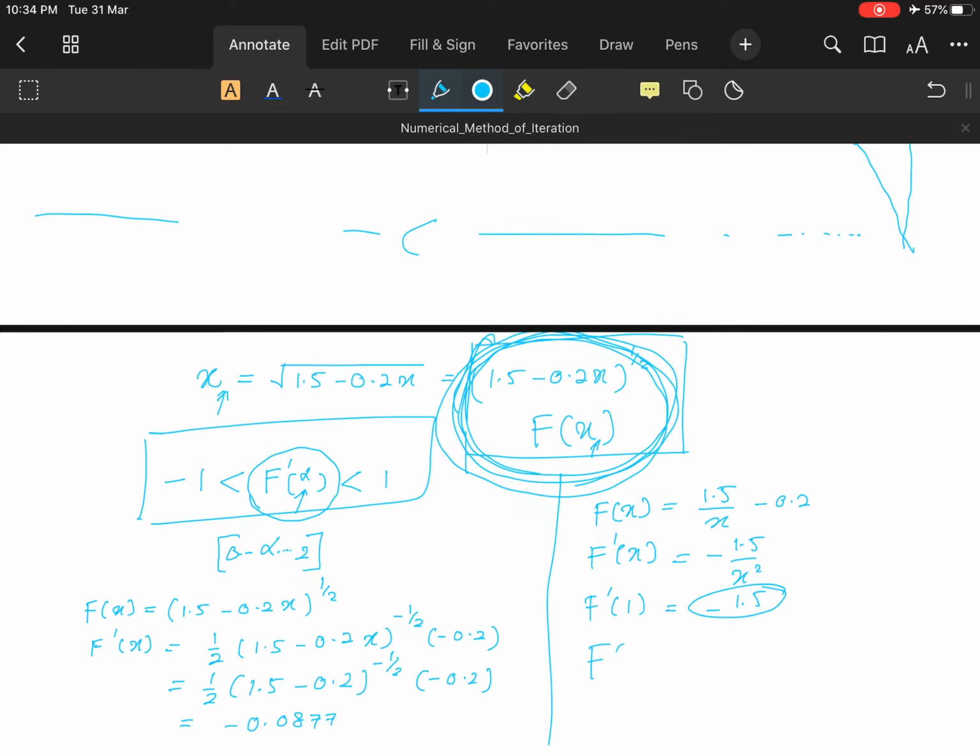I believe if you also try the other one, I think 0.2, you will check that this value also is not in the range of this one.